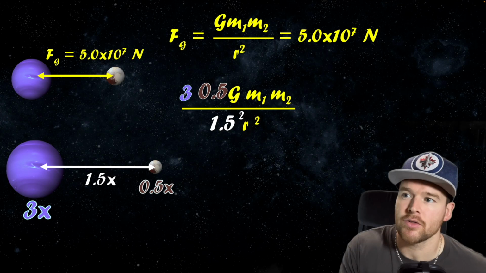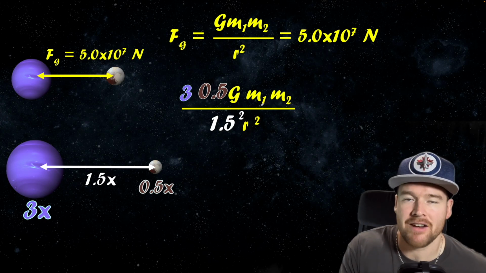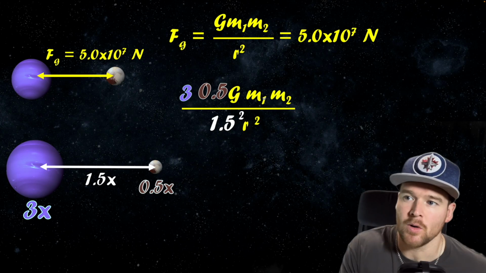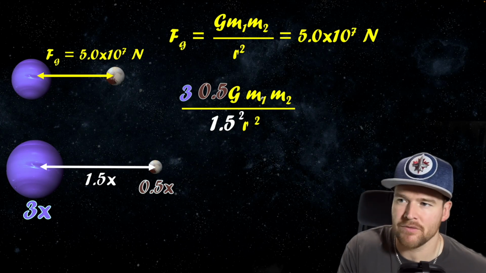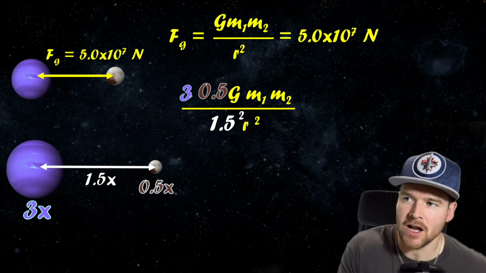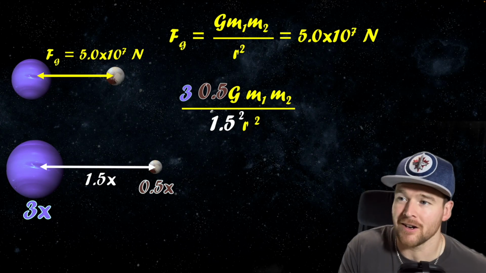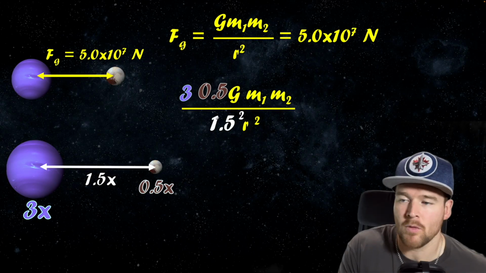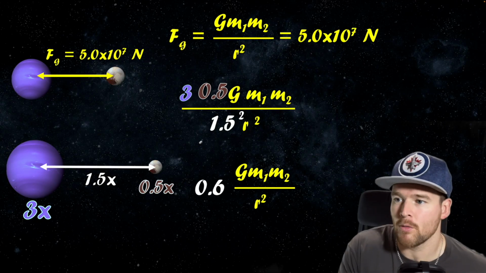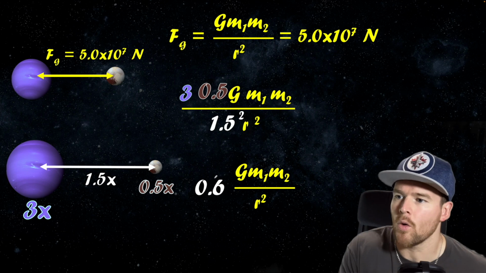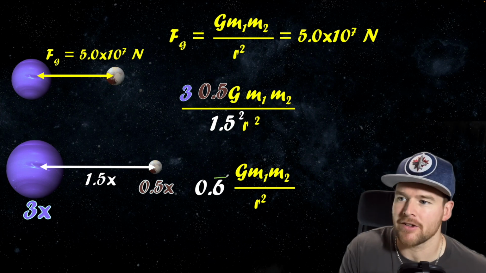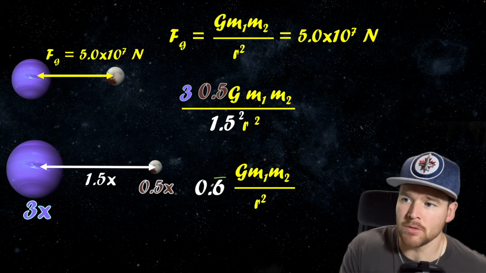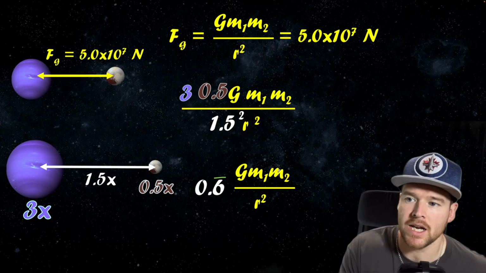So I have 3 times half over 1.5 squared, and all that is multiplied by G m1 m2 over r squared. It seems a bit confusing, so let's simplify this. Let's take all my factors at the front here and reduce that. So 3 times a half divided by 1.5 squared gives me 0.6 repeating. It's a whole bunch of 6s in the calculator there. So now I've got 0.6 times G m1 m2 over r squared.